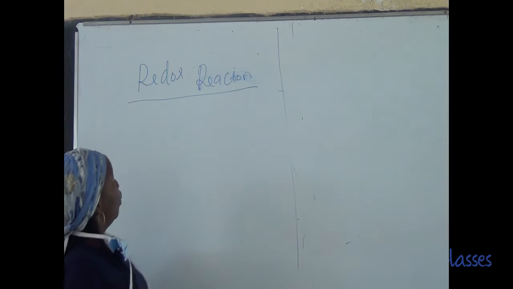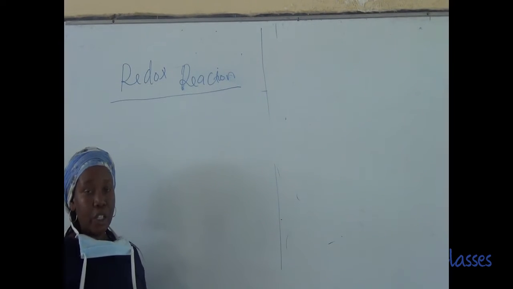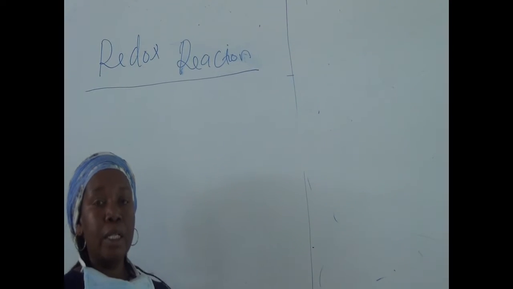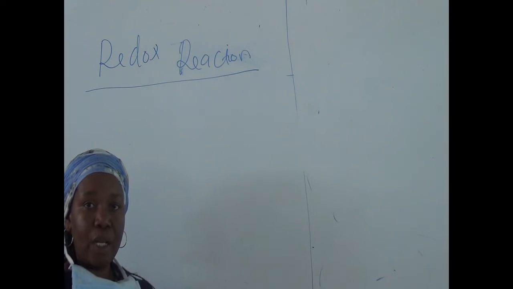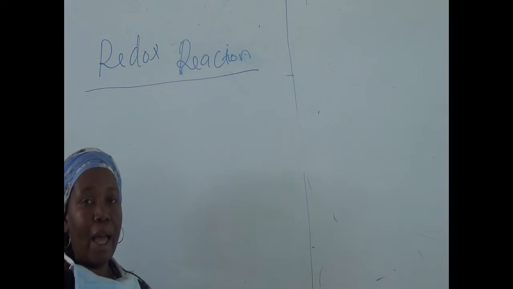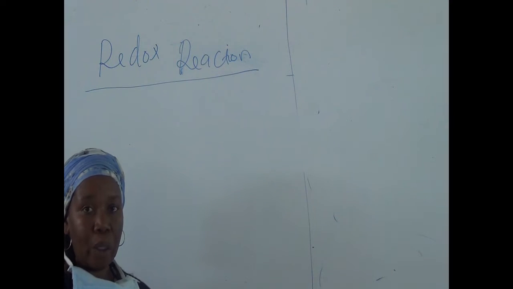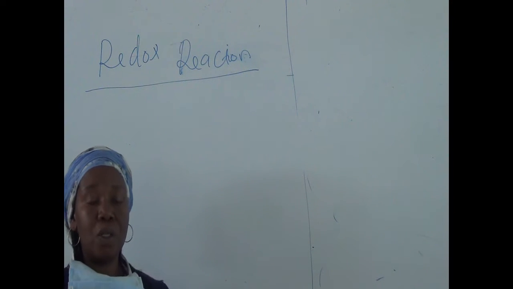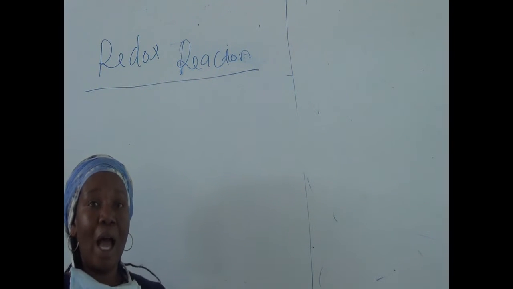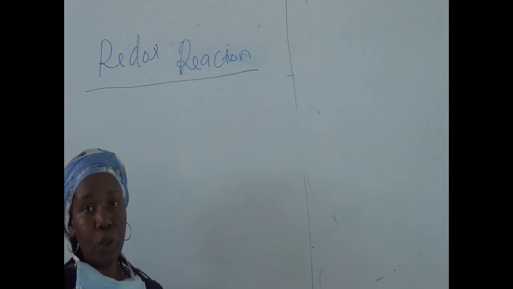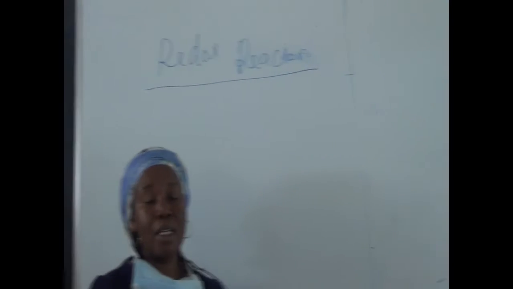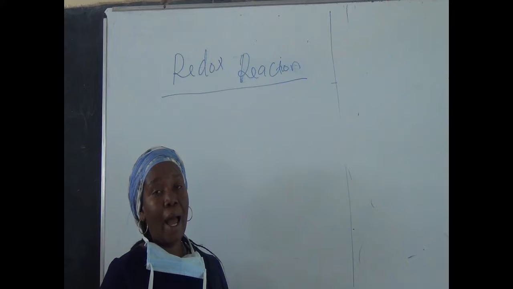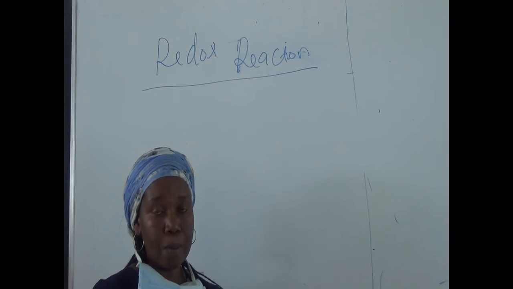Today we are going to look at redox reactions. Remember, in our previous lesson we said that oxidation and reduction are taking place when the ions are attracted to either the cathode or the anode. So redox reactions, what are redox reactions? Redox reactions are reactions whereby oxidation and reduction are taking place simultaneously.